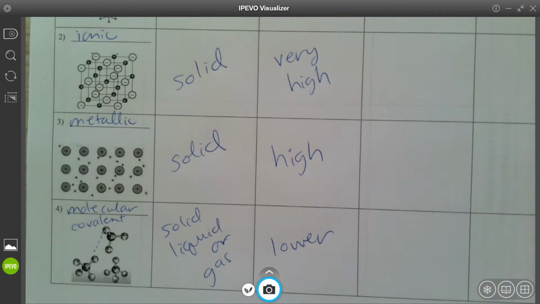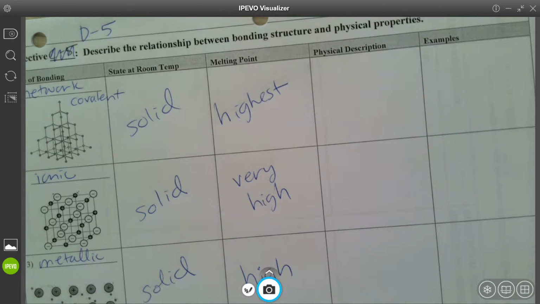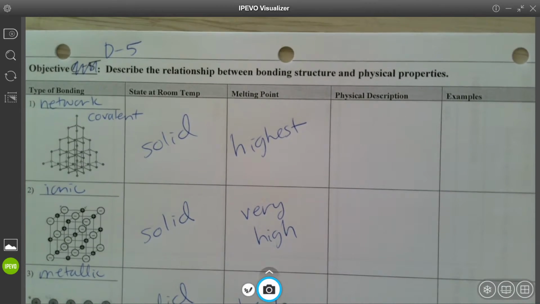Glass has covalent bonds because it's silicon and oxygen, but it's not molecular and it's not network. So I'll get back to you. That was a good question.